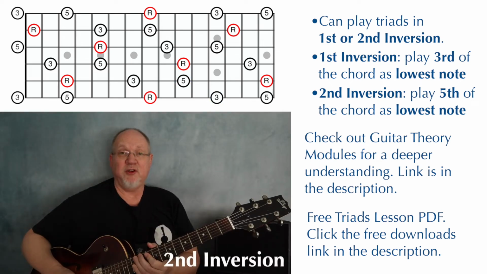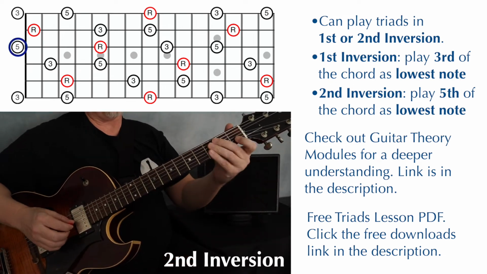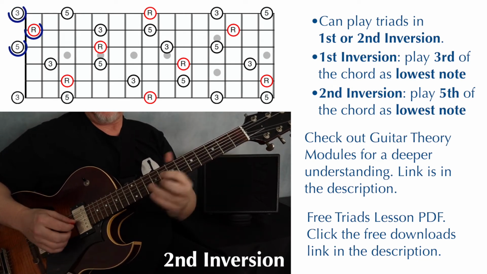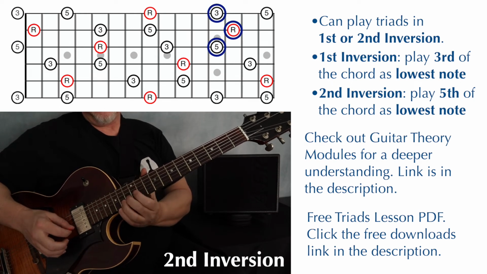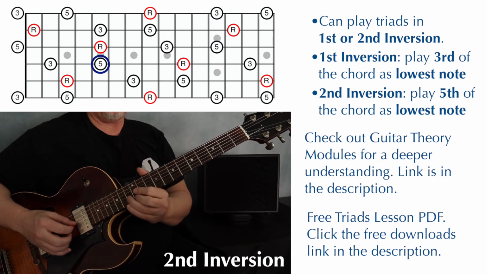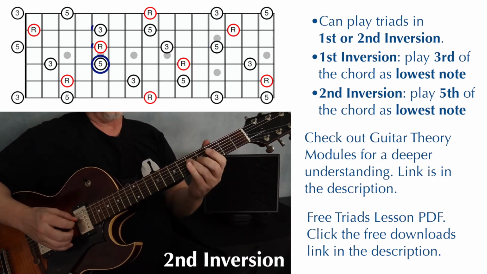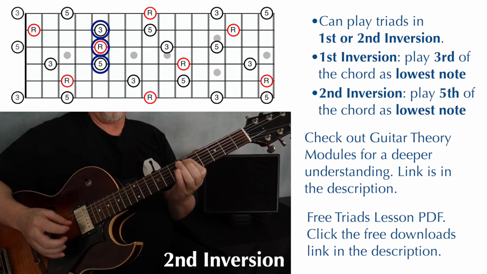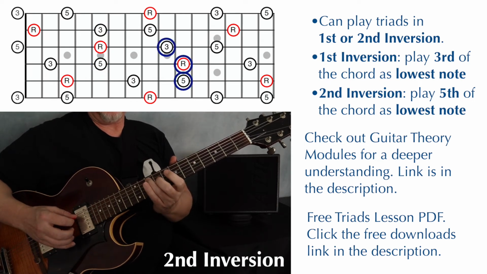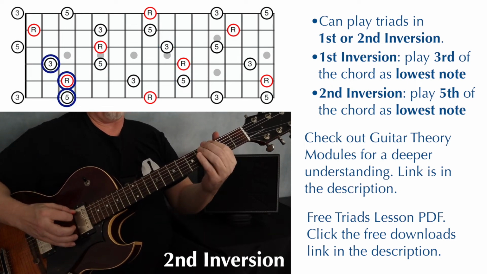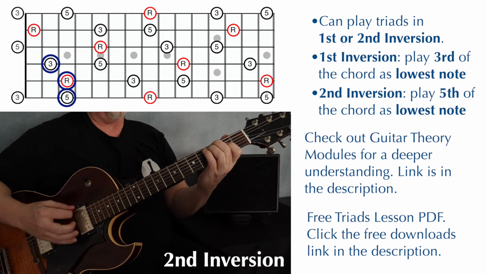And in second inversion, you play the 5th of the chord as your lowest sounding note. Here's the 5th of the chord on the 3rd string. So we have 5th, root, 3rd, or you could do it an octave up, 5th, root, and 3rd. And here's another 5th of this chord on the 4th string, 5th, root, 3rd. And on the 5th string, 5th, root, and 3rd. And on the 6th string, 5th, root, and 3rd.